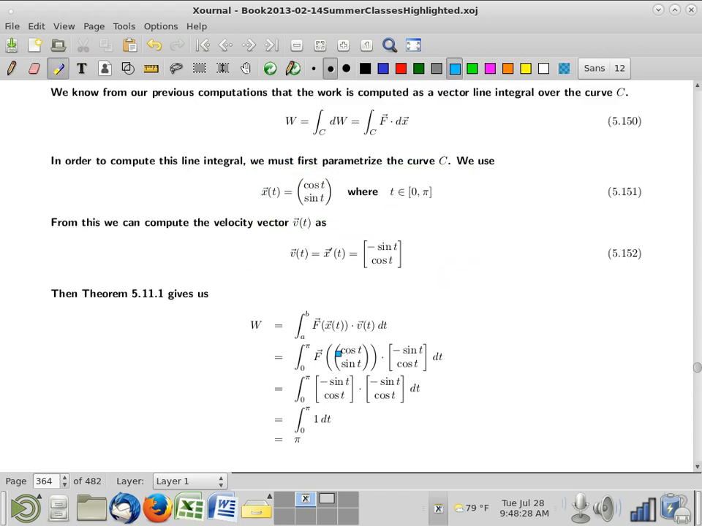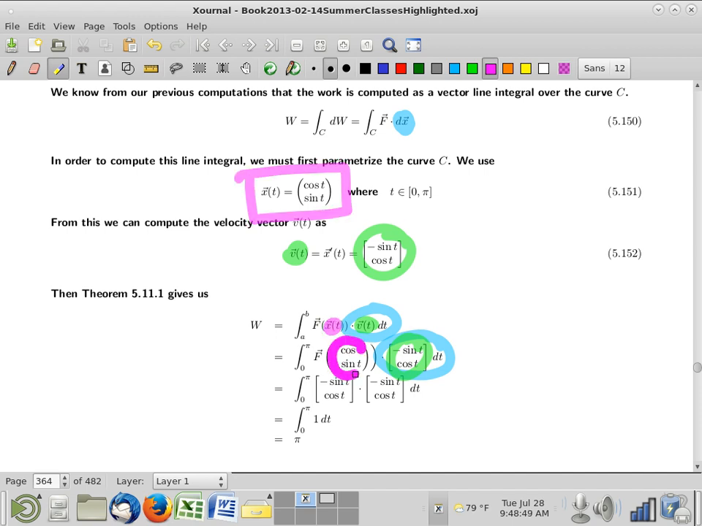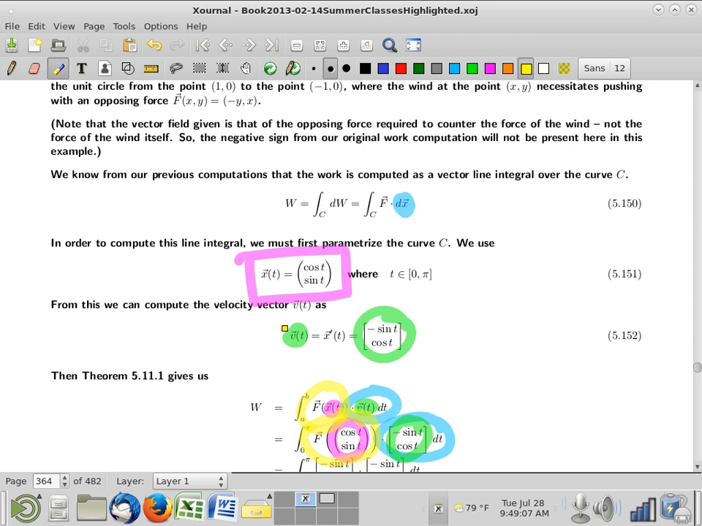So let's see here. So dx is v dt. There's the velocity that I computed. Notice that my parameterization has x of t equal to cosine t and y equal to sine t. I just plug that straight in. The vector field that I evaluate at cosine t, sine t is here. So it's negative y comma x.